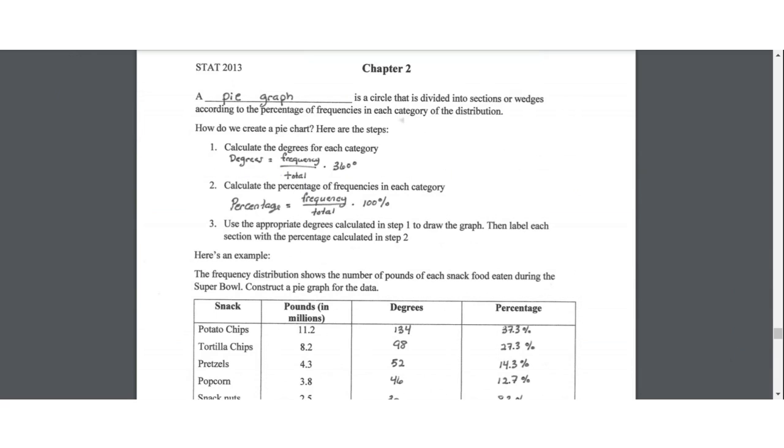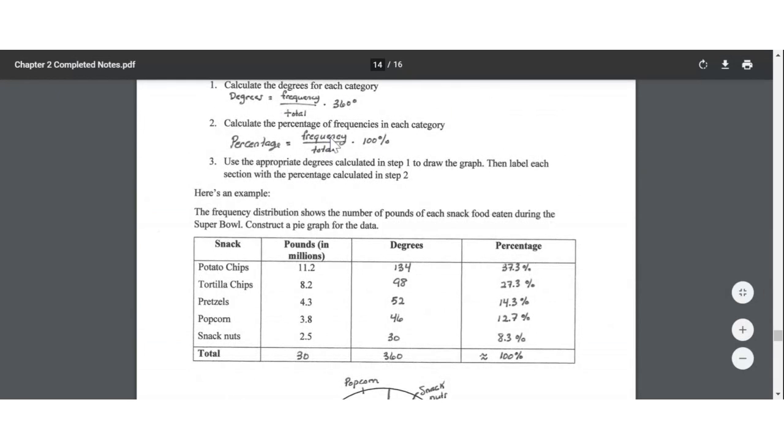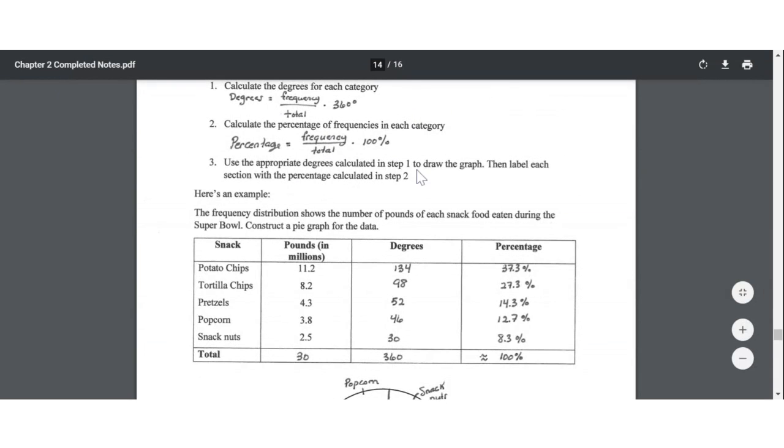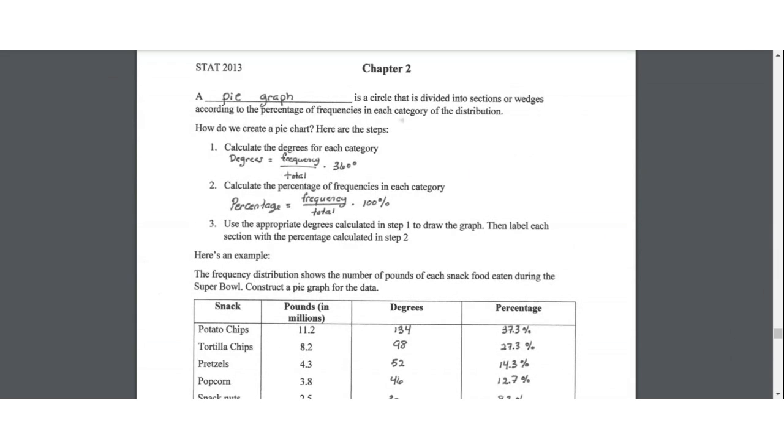So does that make sense to everyone? Okay. And then the next thing we're going to do is calculate the percentage of frequencies in each category. So the percentage is equal to the frequency over the total times 100%. You should know how to do that. It's basically just taking the ratio and then moving the decimal over 2 places to the right. Does that make sense to everyone?